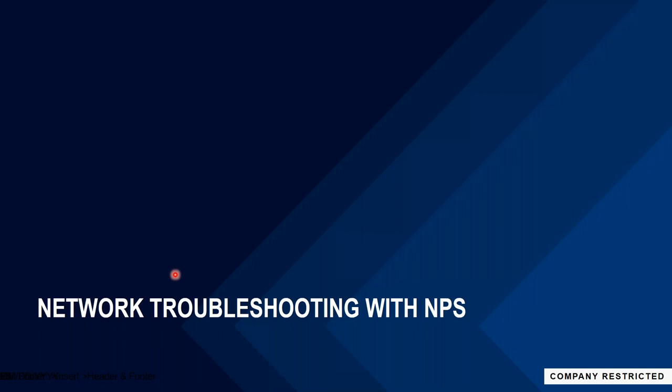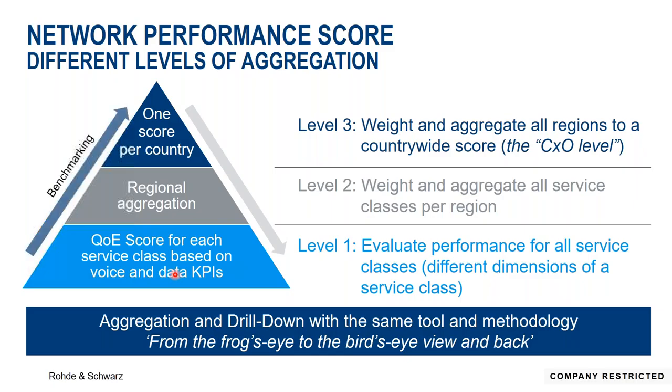Okay, so far what I have been talking about is how to do benchmarking between different operators. As you can see, benchmarking is the left arrow here, meaning we go from level one to see the different KPIs, combine them into different regions, and combine them into an overall countrywide score, to see how each operator performs. At the same time, we can also use MPS to do network optimization, to see where exactly the problem is with the different operators. In this case, we will go from the top to the bottom instead of from the bottom to the top, okay. So what do I mean by that? Okay, so let me carry on.